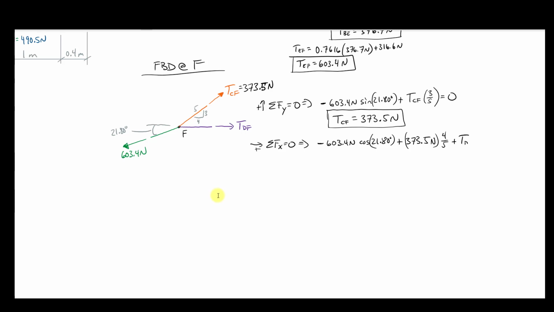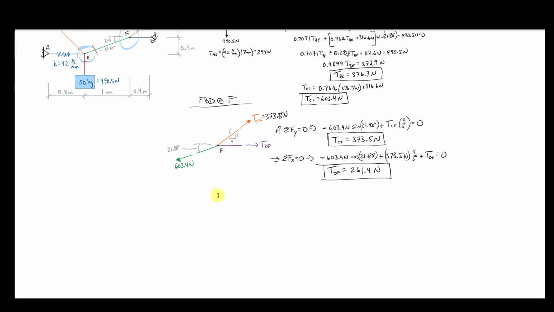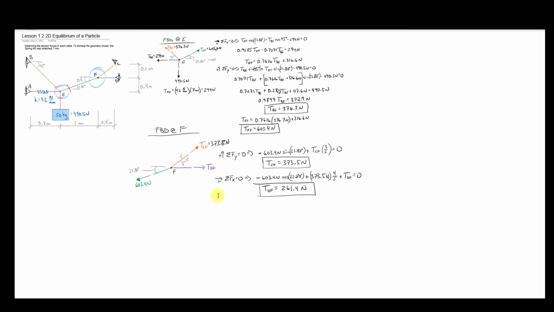Finally, TDF equal to 0. TDF will then equal 261.4 newtons. And ladies and gentlemen, we have now identified the forces in every single cable. And that is how you solve an equilibrium of a particle in 2D.